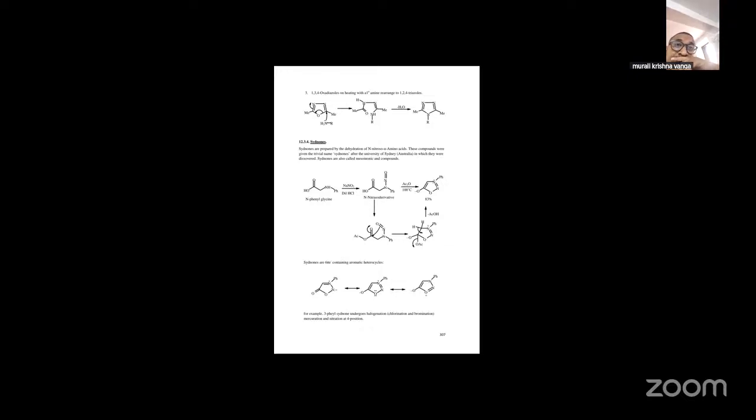1,3,4 oxadiazoles on heating with primary amines rearrangement gives 1,2,4 oxadiazoles. Sydnones. Sydnones are prepared by the dehydration of N-nitroso alpha amino acids. These compounds were given the trivial name sydnones after the University of Sydney, where they were discovered. Sydnones are called mesomeric compounds. Sydnones are 6 pi electron containing aromatic cyclic compounds. They are also 1,2,3 oxadiazole like derivatives.